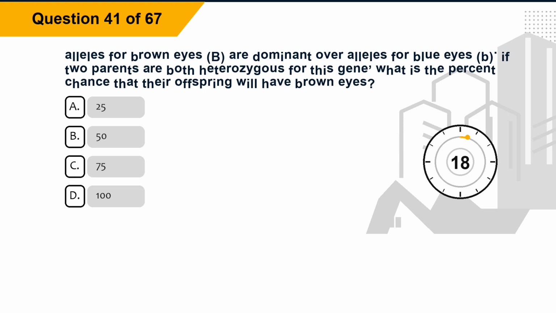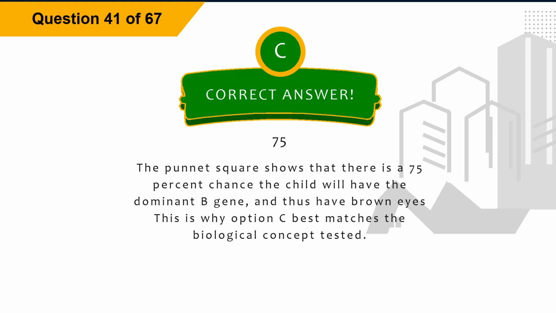Question 41. Alleles for brown eyes, B, are dominant over alleles for blue eyes, b. If two parents are both heterozygous for this gene, what is the percent chance that their offspring will have brown eyes? Option A, 25. Option B, 50. Option C, 75. Option D, 100. The correct answer is option C, 75.